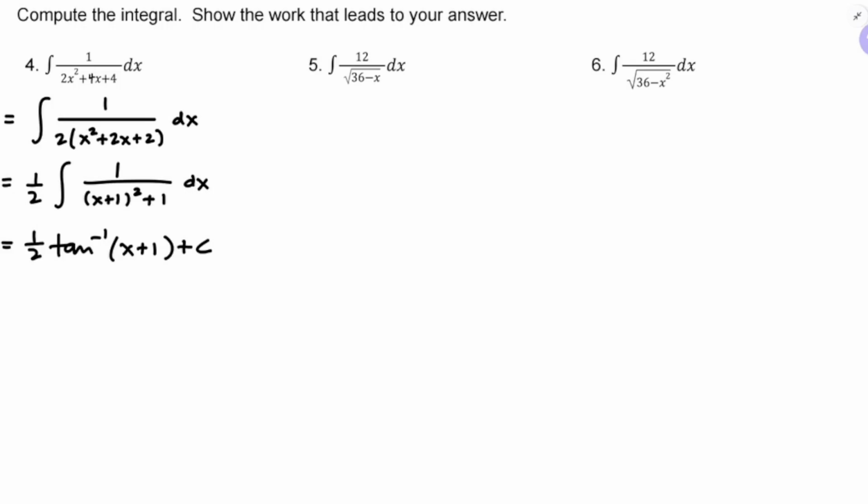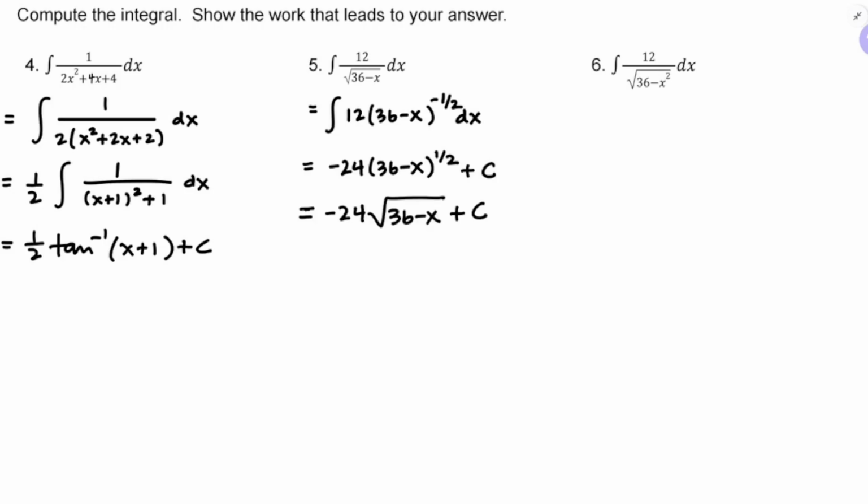And then number 5, because it's just 36 minus x inside the square root in the denominator, it doesn't look like I should be able to, but I will be able to just apply the power rule to this. So I think we'd be wise to write the integrand as 12 times 36 minus x to the negative half power. Then I'm going to add 1 to the power and divide by the new power, so that gives me 24, and then double check for the chain rule. Because the derivative of 36 minus x is negative 1, I'm going to divide by that negative 1 to prepare for the chain rule. And then if you wanted to, you could rewrite it as negative 24 square root of 36 minus x plus c. That would be the same as the expression I'd written right above it.